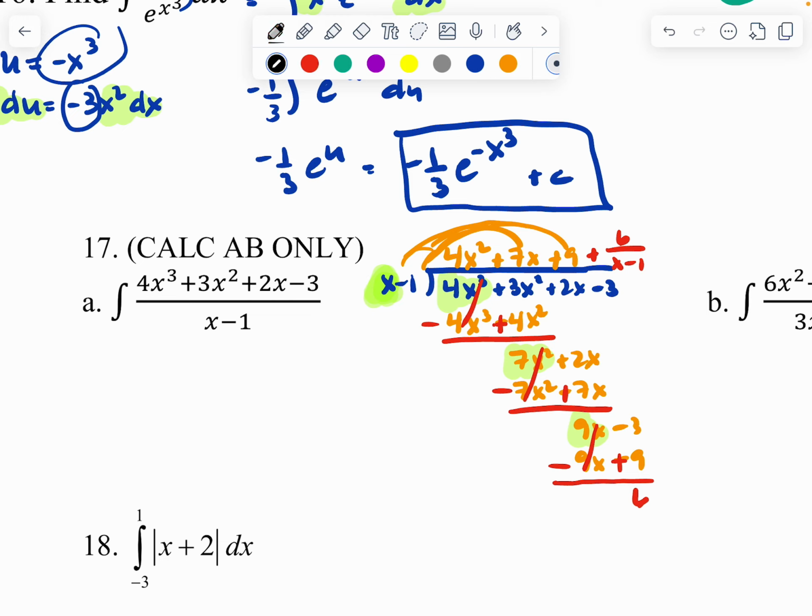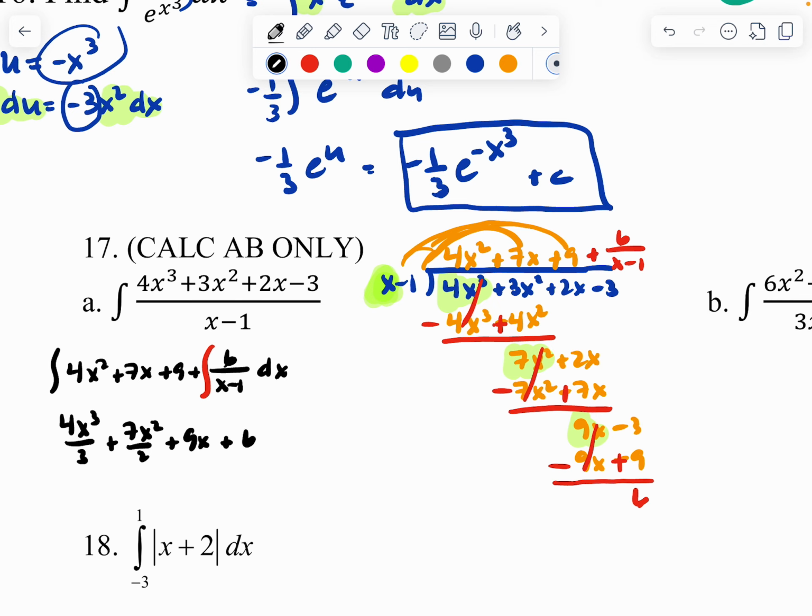Okay, so what I'm going to do is rewrite this integral. So I have the integral of 4x squared plus 7x plus 9 plus 6 over x minus 1 dx. Now notice there's the easy part of the integral, which is just the polynomial, and then this guy right here is going to be a little bit harder, so I'm going to separate it, okay? So let's integrate that first part. So this is going to be 4x cubed over 3 plus 7x squared over 2 plus 9x. And then here, I can pull the 6 out, so it's 6 integral of 1 over x minus 1 dx.